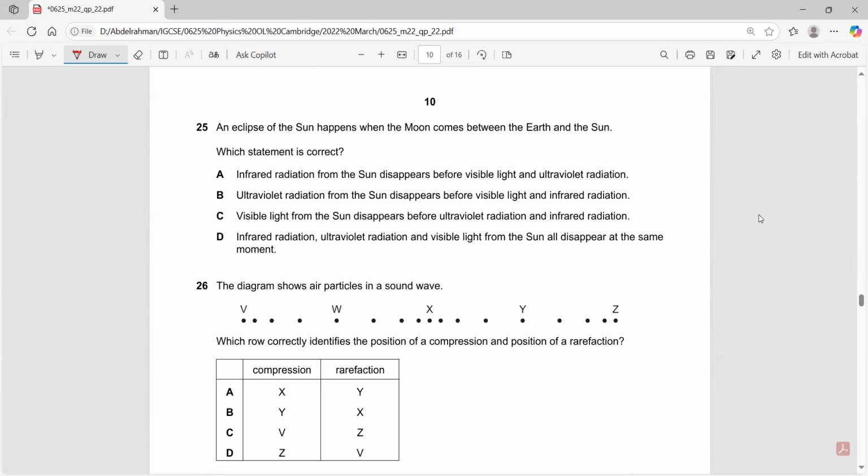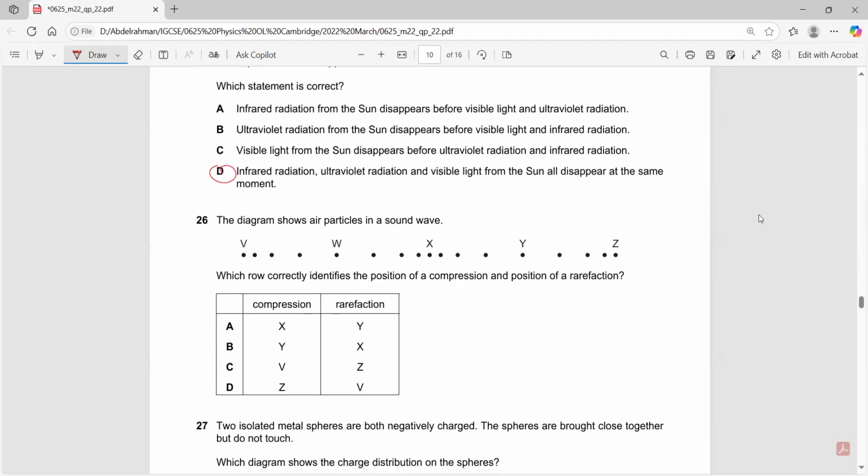An eclipse of the sun happens when the moon comes between the earth and the sun. Which statement is correct? Infrared radiation disappears before visible light and ultraviolet. Ultraviolet disappears before, visible light disappears before. Infrared, ultraviolet, and visible light all disappear at the same time. Don't they all move at the same speed? Yes, they do. So they will all disappear at the same time.